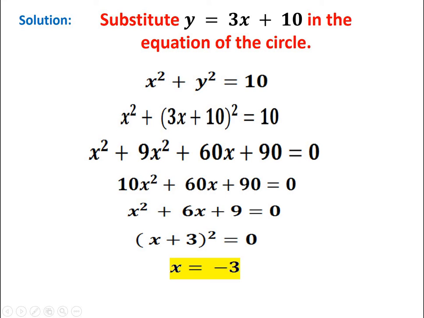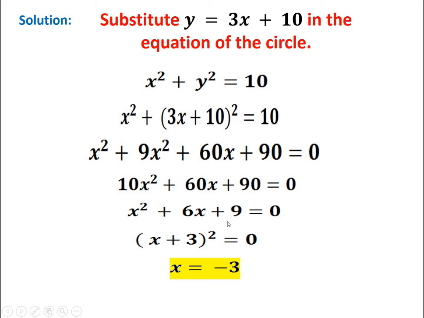Then this 10 at the right side, transpose that to the left. So it will become 100 minus 10, we have 90. Then combining like terms, we have x squared plus 9x squared equals 10x squared. Then copy 60x and 90, then equals 0. And then reduce the equation by dividing both sides by 10. It will be 10 by 10 is 1, we have x squared. 60 by 10, we have 6x. Then 90 by 10 is 9. 0 by 10 is always 0.